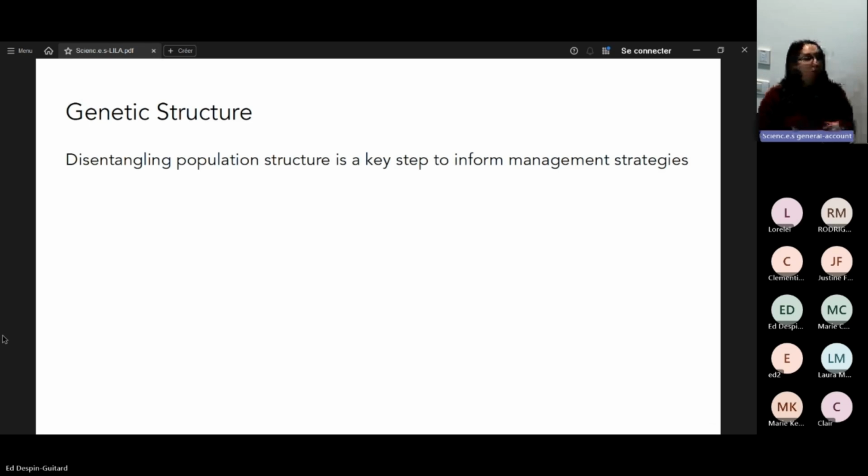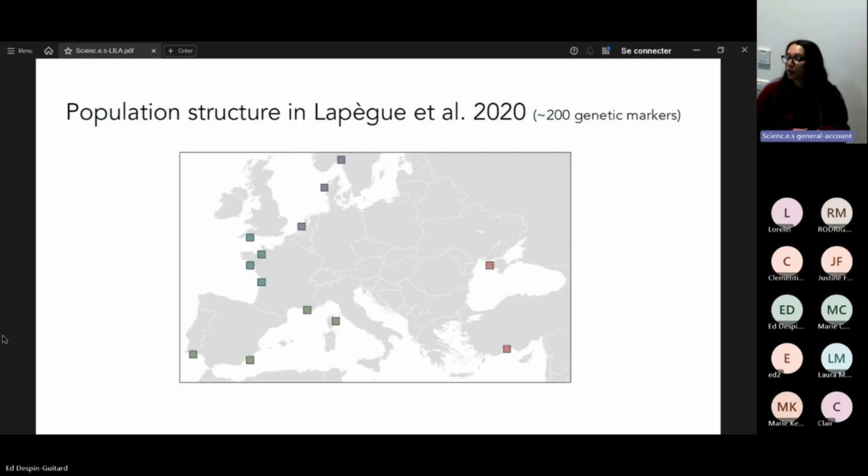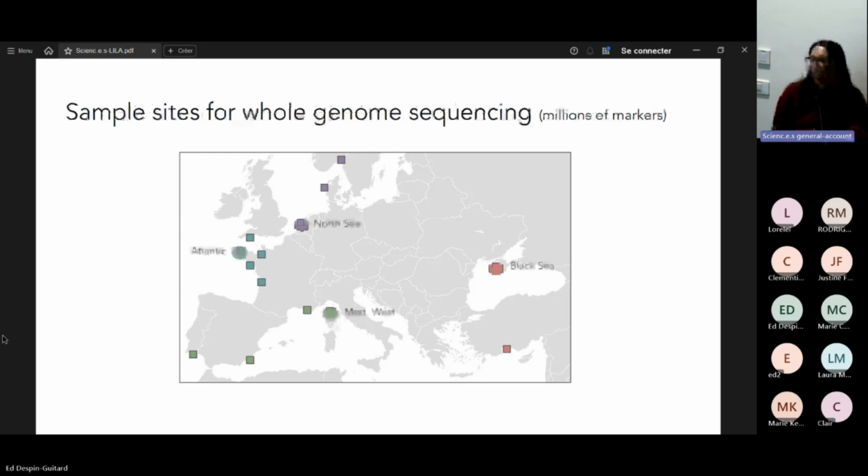An important first step when we want to determine management strategies for a species is to disentangle the population's genetic structure. Previous work by Le Peg and colleagues in 2020 determined that there were four major population genetic subgroups of flat oyster in Europe, which we can see with the colors here. And this was using a small number of genetic markers. So for my project, we used whole genome sequencing to sample four representative locations, the ones in the circles over here, so that we could have millions of markers and take a closer look at the population genetic structure.